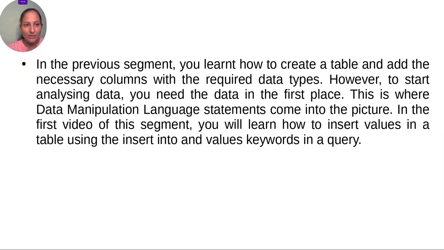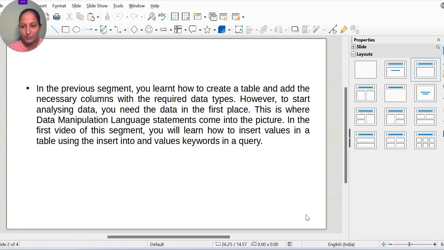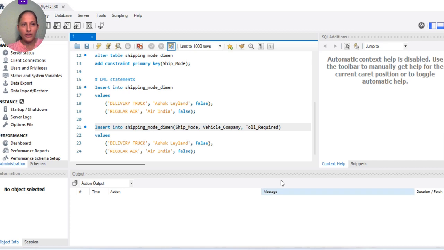So we will go to the MySQL Workbench. Here I do have some pre-written commands. See what we have used: insert into the table name. The table we have created is shipping mode dimension. Values. What values? Delivery truck, Ashok Leyland, false, regular Air India, false. Now I will make you understand what the meaning of this is, the values that I want to insert.